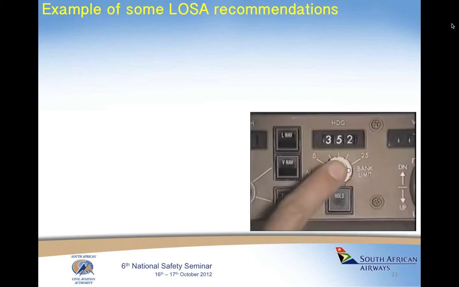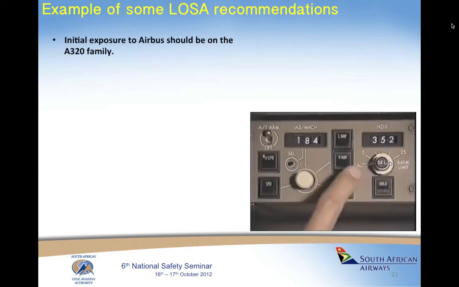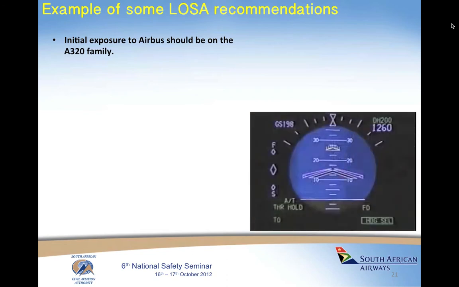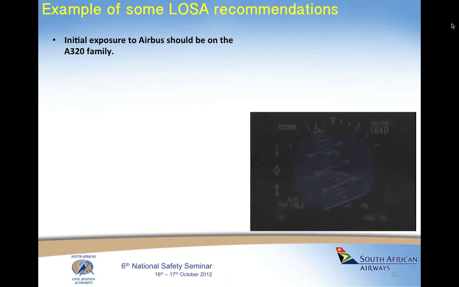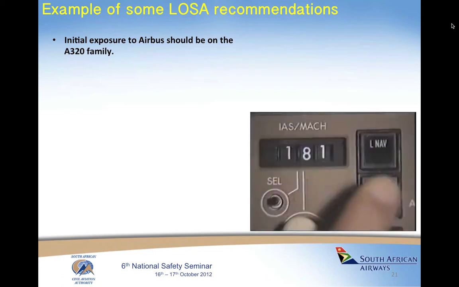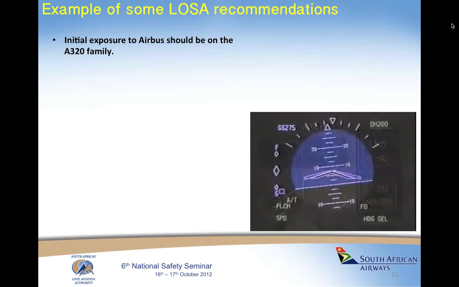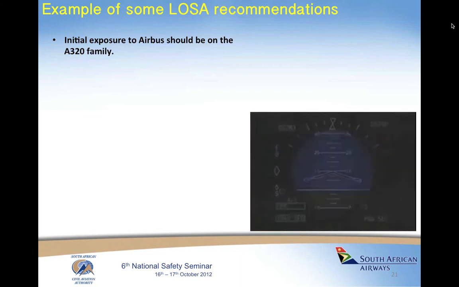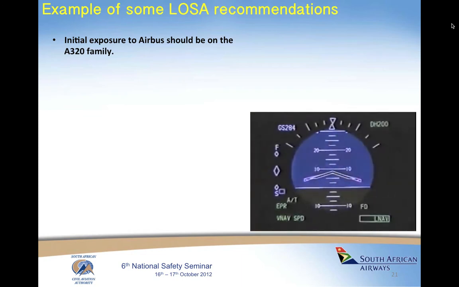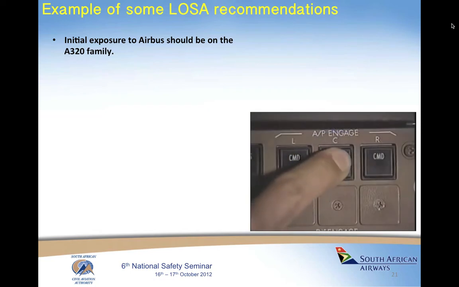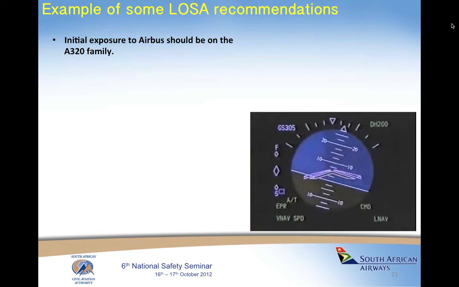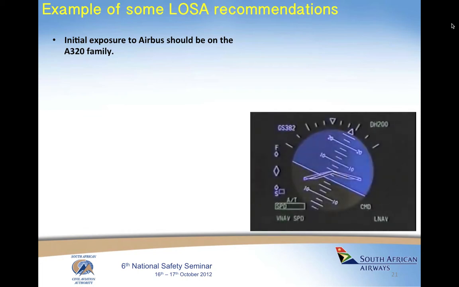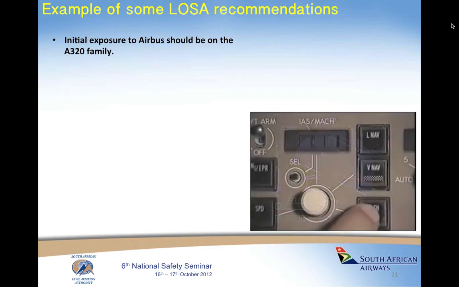A number of recommendations were made with the data gained from LOSA. Overall, around 50 to 60% of the LOSA recommendations were implemented. I'll mention just a few to give you an idea of what it could look like. Number one, a recommendation was that initial exposure to Airbus should be on the A320 family. South African Airways seems to be moving in the direction of an all Airbus narrow-body fleet. The automation philosophy on the Airbus family is understood better if the crew member has maximum exposure to the concept.